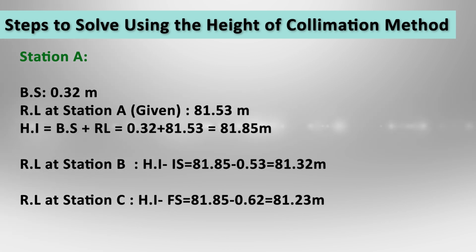Now, the reduced level at station B can easily be calculated as height of instrument minus the intermediate side, that is 81.85 meter minus the intermediate side as 0.53 meters, which will be equal to 81.32 meters, and the reduced level at station C would be height of instrument minus the foreside, which will be equal to 81.85 meter minus 0.62, that is 81.23 meter. So, as we know, after this foreside reading there is a shift in the instrument, which will result in the new height of instrument.